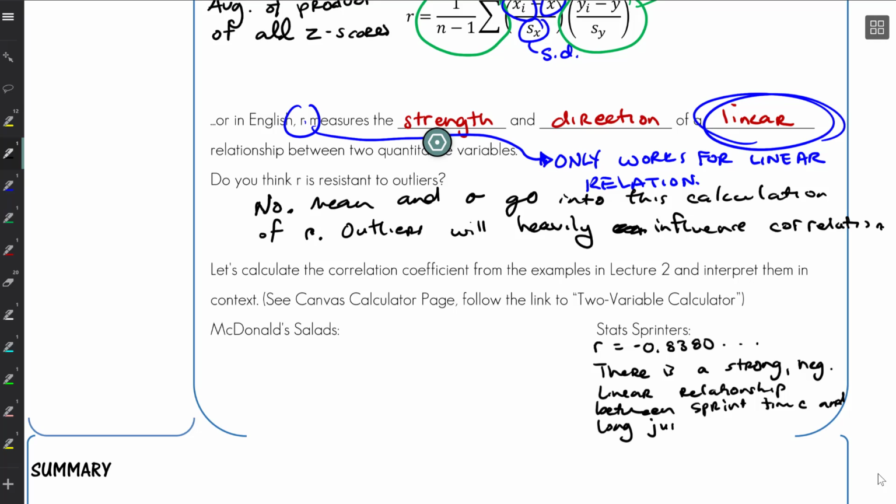That's interpreting the correlation coefficient in context. So it's basically the exact same thing that we did when we were looking at the scatter plot itself. Now, what I want you guys to do is take a look at the McDonald's salads and try to do that on your own.